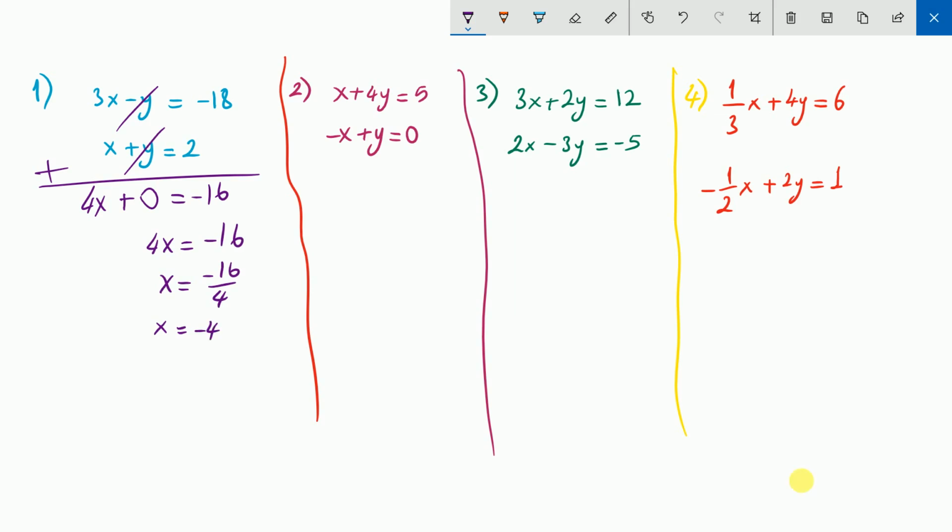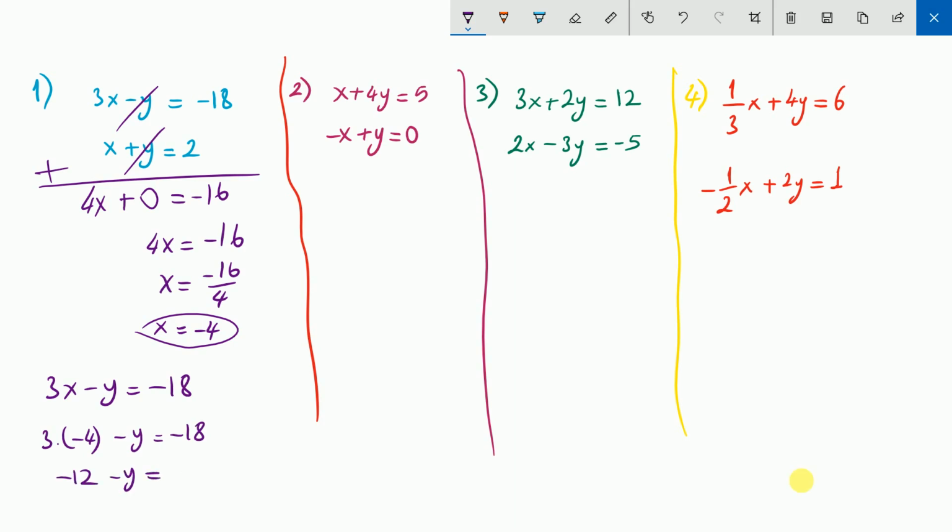You just replace this x instead of using any equation, the first or the second equation, no problem. 3x minus y equals negative 18. X is negative 4. 3 times negative 4 minus y equals negative 18. 3 times negative 4 is negative 12.